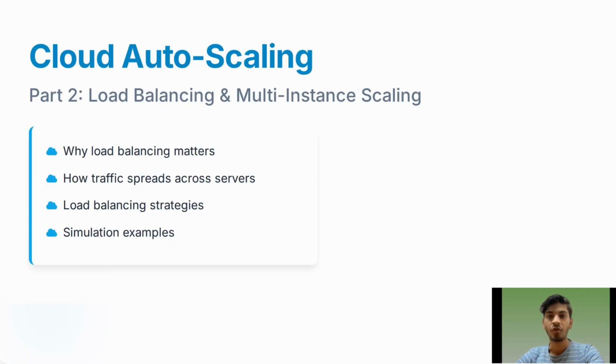Welcome to part 2 of the Cloud Auto Scaling series. In part 1, we understood the basics of latency and what happens when a single server gets overwhelmed. Today, we take the next major step, distributing traffic across multiple servers using load balancing. This is where cloud applications start becoming scalable in the real world.